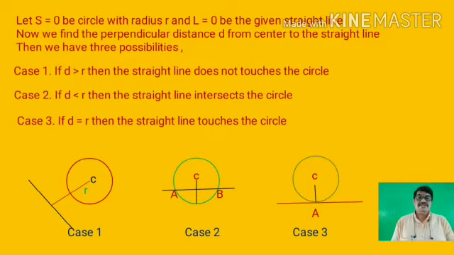So the first case is if d is greater than r, then the straight line does not touch the circle. The second case is if d is less than r, then the given line intersects the circle at 2 points. And the third case is if d is equal to r, then the straight line touches the circle at a single point. This is the third case.